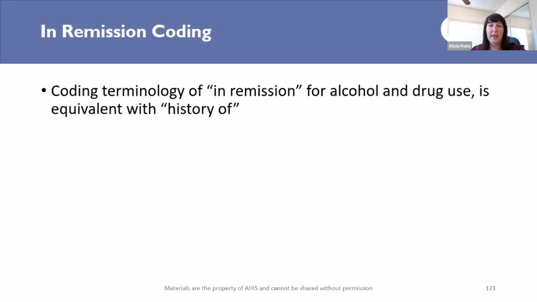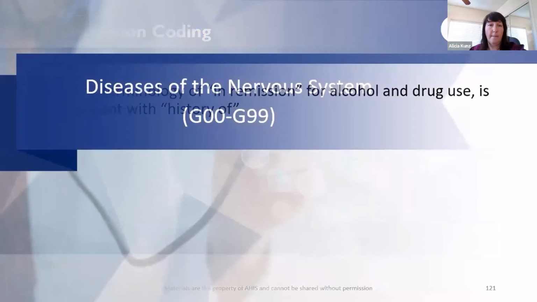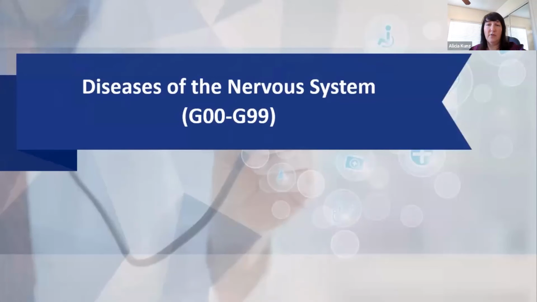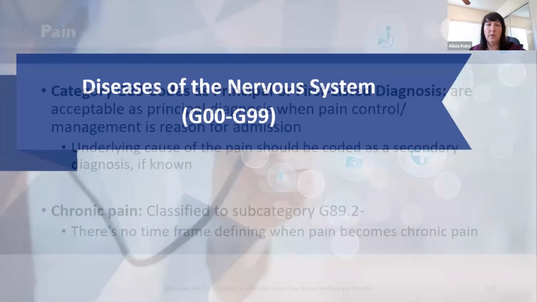If you see somebody or a physician documenting history of alcohol or drug use, that's the equivalent of in remission when you're looking up the codes. You're going to look up the codes for in remission. Next, we'll move on to diseases of the nervous system. These are G codes.